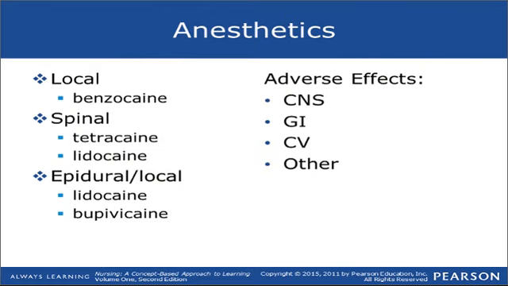Just a little information on anesthetics. There's tons in your text. It goes way too much in detail. They can be given, I put them here, your local benzocaine, spinal is tetracaine, lidocaine, epidural or local or lidocaine, and bupivacaine. If you notice the caine ending on all of them, your local benzocaine usually kicks in a lot faster, spinal will last a lot longer.